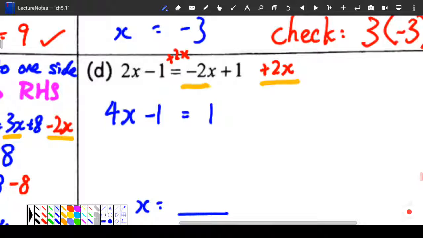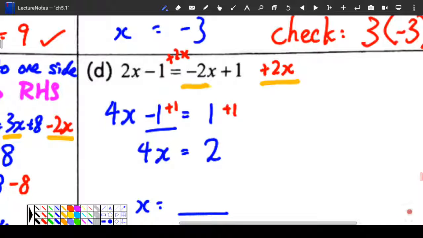So how do I remove the negative 1? Do I minus 1? Do I plus 1? Plus 1. So I plus 1 here. So I will do a plus 1, plus 1. So what is minus 1 plus 1? 0. And over here I'm left with just 4x. What is 1 plus 1? 2. So far can follow?